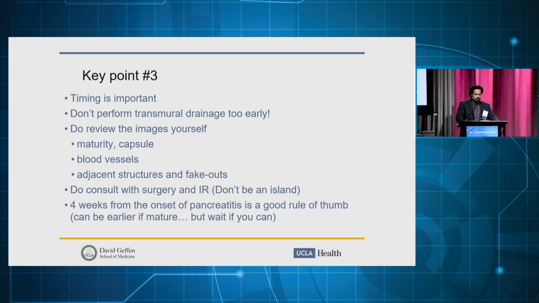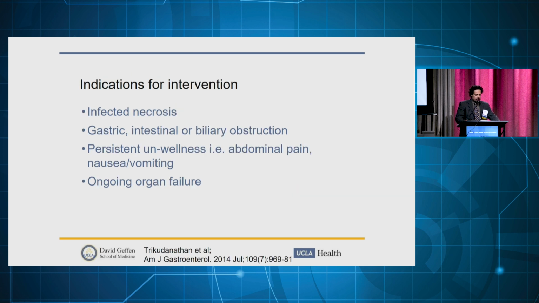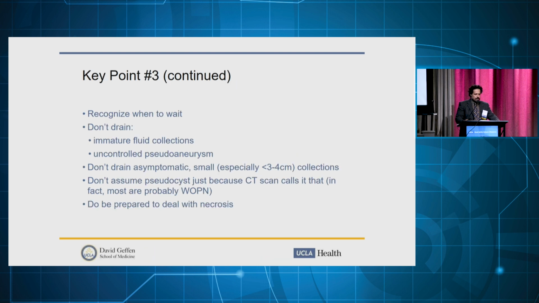As a rule of thumb, 4 weeks is a good amount of time, but you can be earlier if it's mature and there's a suspicion of infection. That's the main reason to drain earlier than 4 weeks, if someone's symptomatic and infected. If they're not infected, you can manage generally with NJ tubes and supportive care until the 4-week mark hits. So when do you intervene? Infected necrosis, obstruction of something. Probably the most common thing is they're just not getting better, and you need to do something.